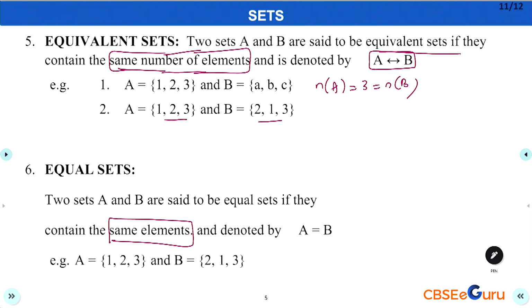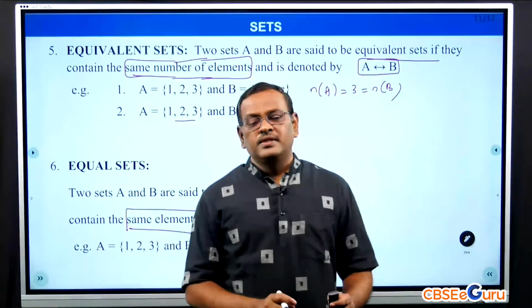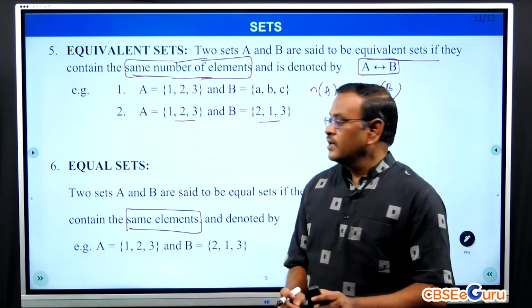For example, A equal to 1, 2, 3 and B equal to 2, 1, 3. Both have 3 elements, but also the same elements. Here 1, 2, 3, here 2, 1, 3. Already we discussed in the previous video, order is immaterial in a set. That is very important. So both are equal. So equivalent sets and equal sets: the equivalent sets concept is based on the cardinal number, that is the same number of elements, whereas for equal sets it is the same elements. That is a very important condition.